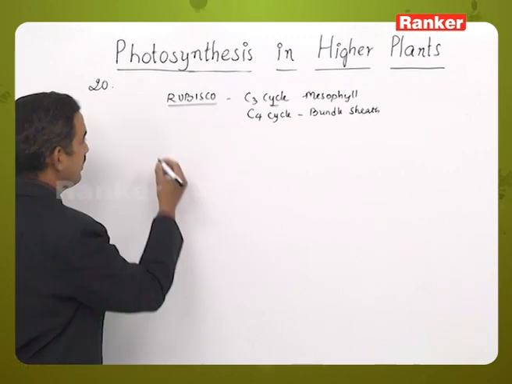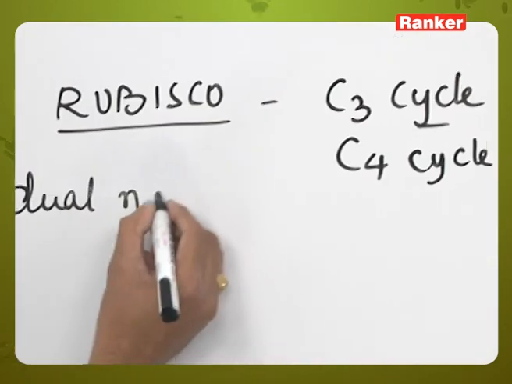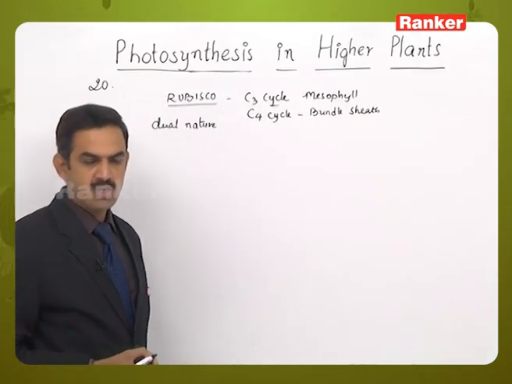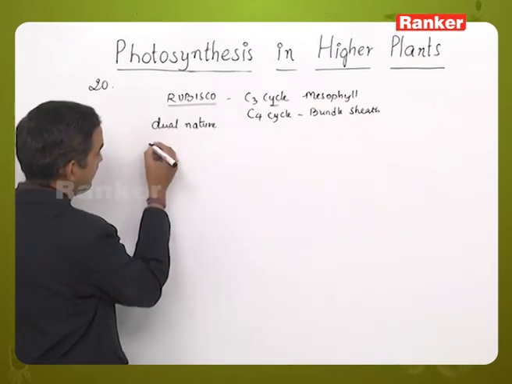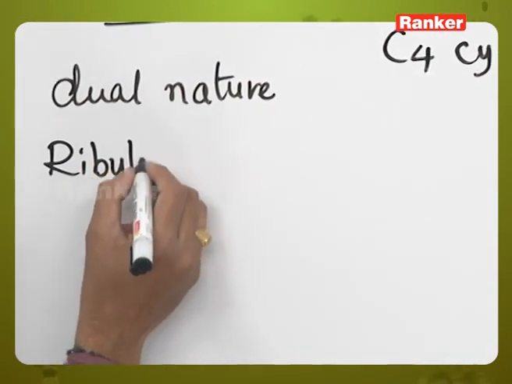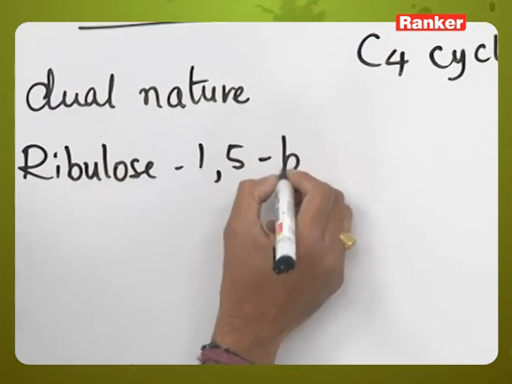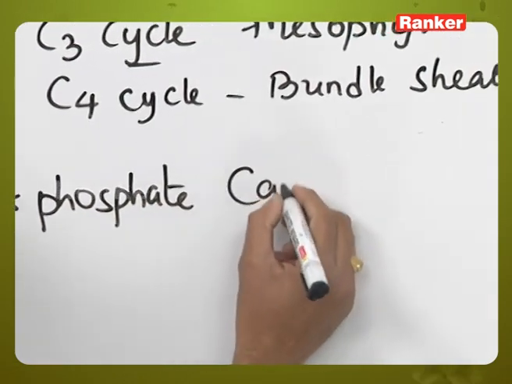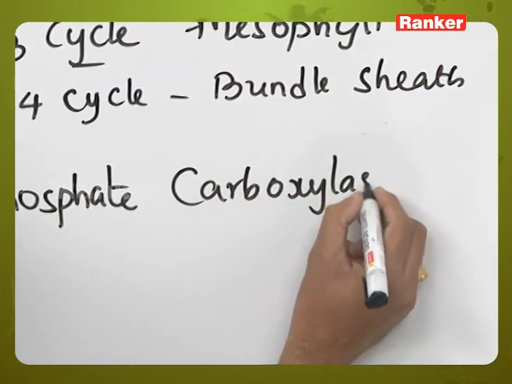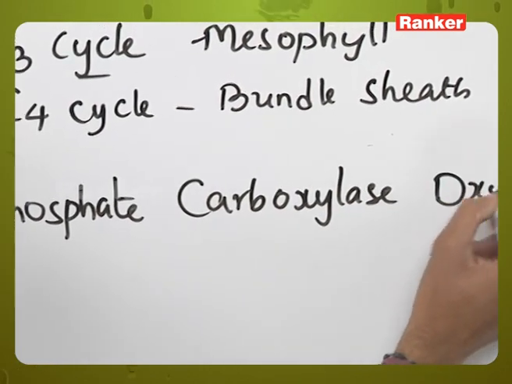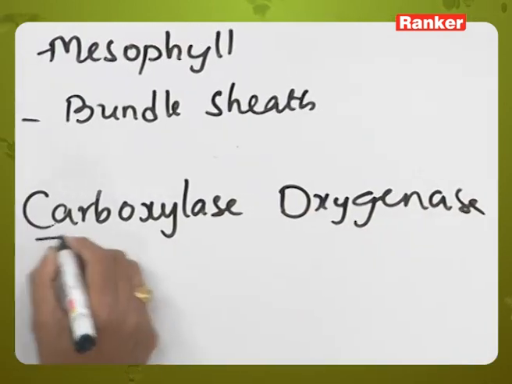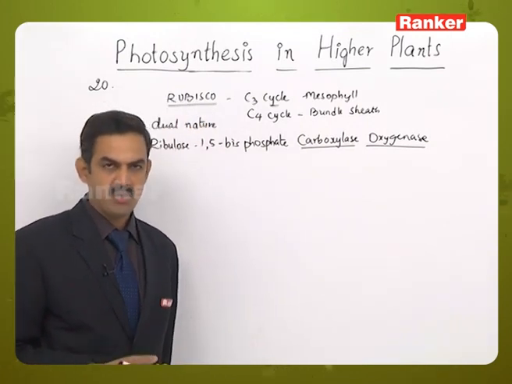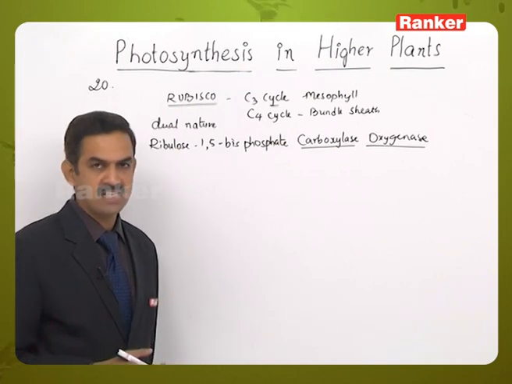So it has a dual nature depending upon the availability of carbon dioxide and oxygen. It may act as a carboxylase and also as an oxygenase enzyme. So it is called ribulose 1,5-bisphosphate carboxylase oxygenase enzyme. That is, it is showing 2 natures. It can act as a carboxylase enzyme, and at the same time, depending upon the availability of oxygen and carbon dioxide, it may act as an oxygenase enzyme also.